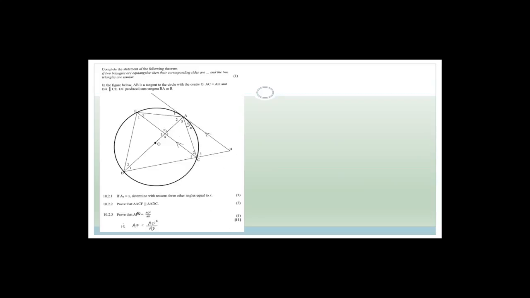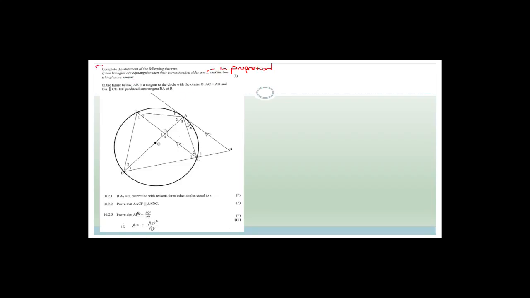Complete the statement of the following theorem. If two triangles are equiangular, then their corresponding sides are in proportion, and the two triangles are similar. Okay, because we're talking about similarity here, we are not talking about congruency. So therefore, their corresponding sides are in proportion, and the two triangles are similar.